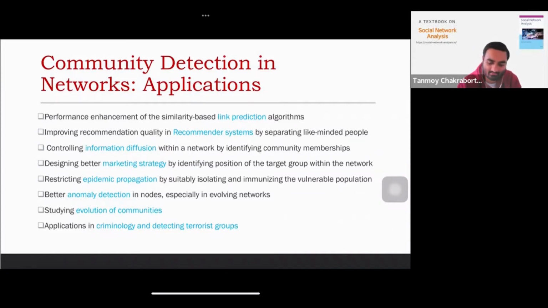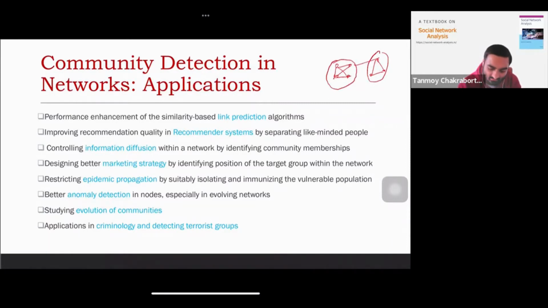Let's say you already know that this is a community structure and this is another community structure, right? So you know that within a community, nodes should be densely connected.